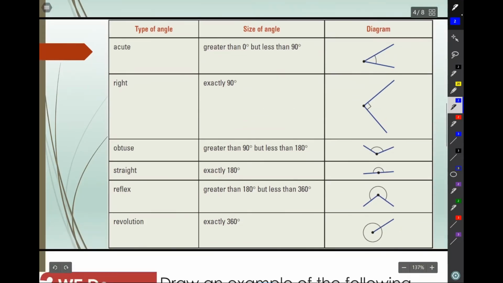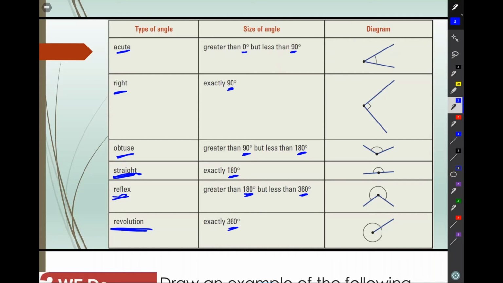One more thing we need to quickly go over is remind ourselves of the different names we give to different sizes of angles. We have an acute angle that's between 0 and 90. A right angle is exactly 90. An obtuse angle is between 90 and 180. A straight line is exactly 180 degrees. And a reflex angle is between 180 and 360. And last but not least, a revolution is a full 360 degrees.